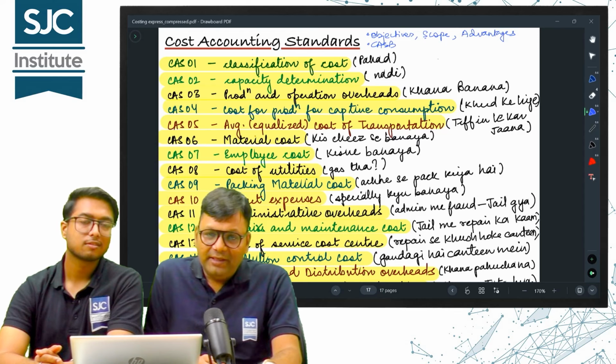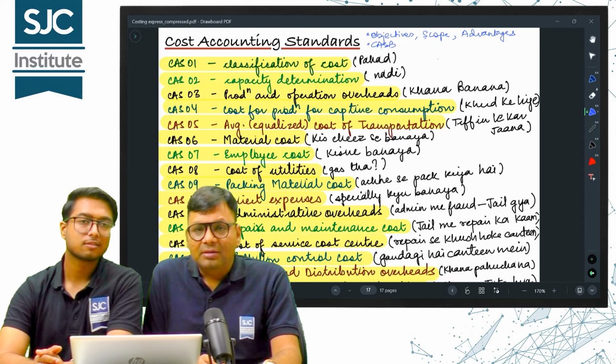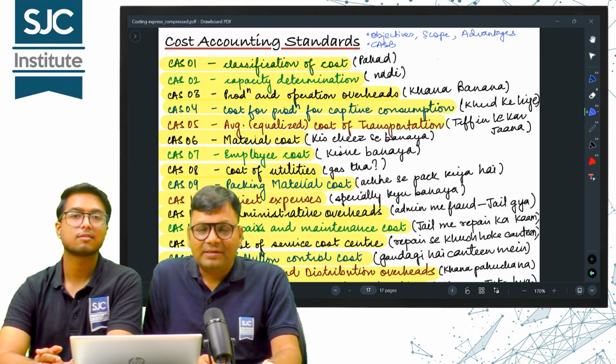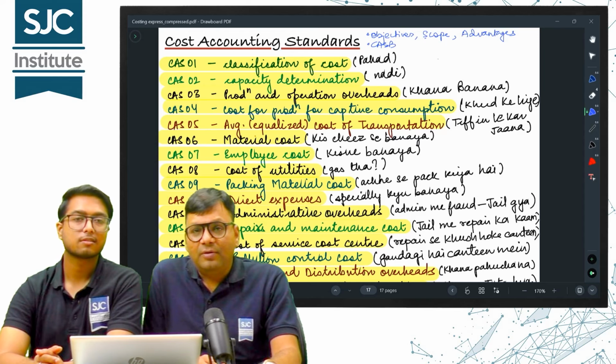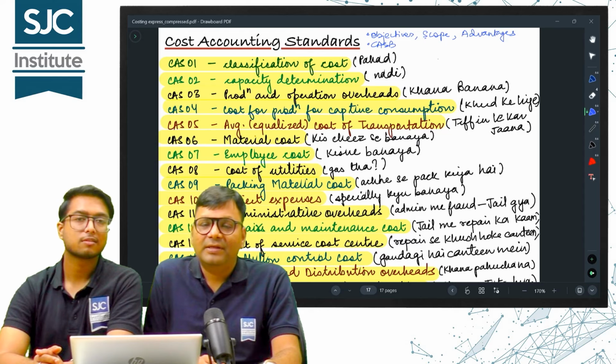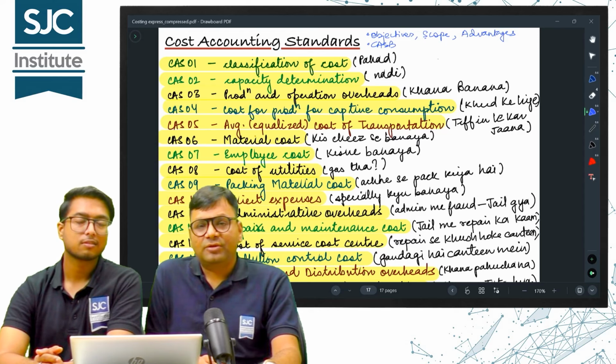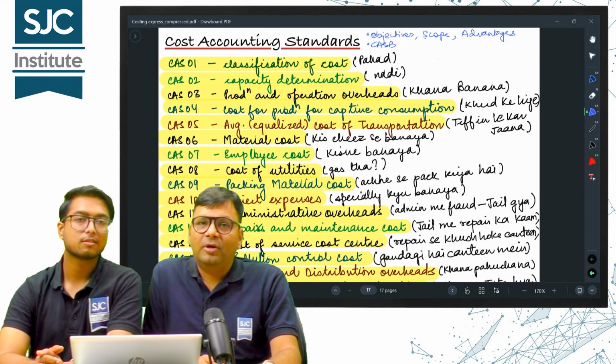The popular theory topics from this chapter are objectives of cost accounting standards, scope of cost accounting standards, advantages of cost accounting standards, and functions of the cost accounting standards board. So make sure you have studied these topics from your material.